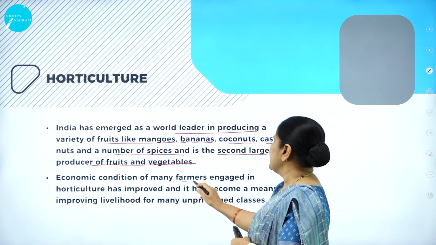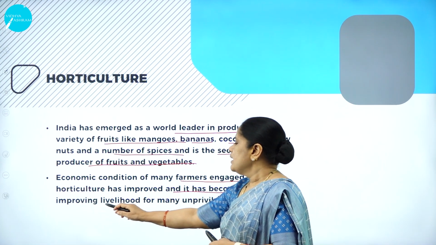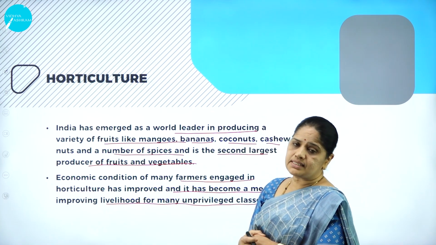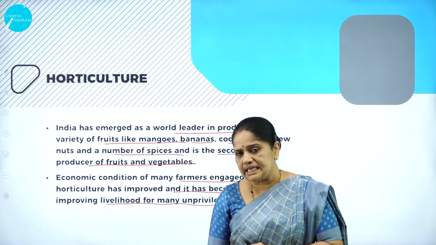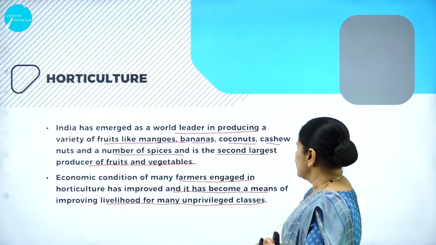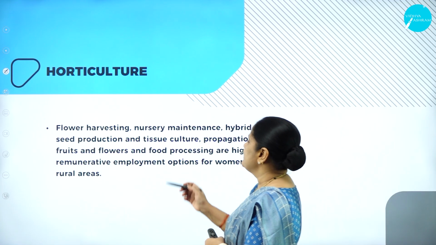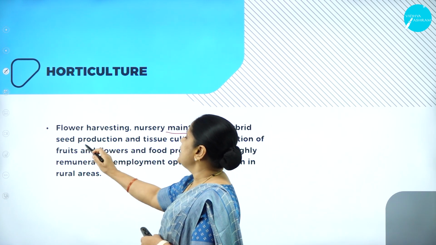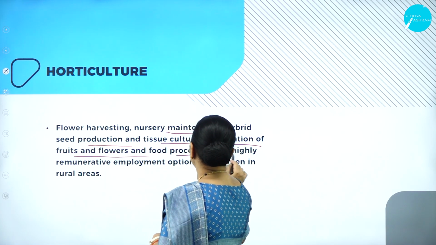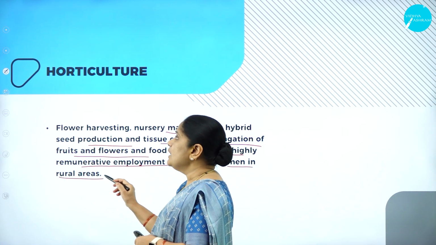The economic condition of many farmers engaged in horticulture has improved, and it has become a means of improving livelihood for many of the underprivileged classes. Horticulture has been supporting the Indian farmer, helping him improve his income and the livelihood of the people. Flower harvesting, nursery maintenance, hybrid seed production, tissue culture, propagation of fruits and flowers, and food processing are highly remunerative employment options for women in the rural areas.